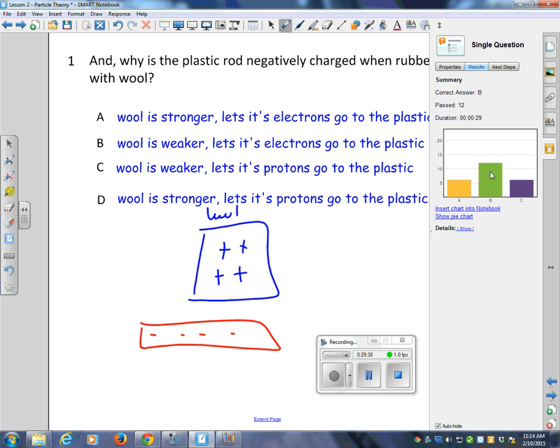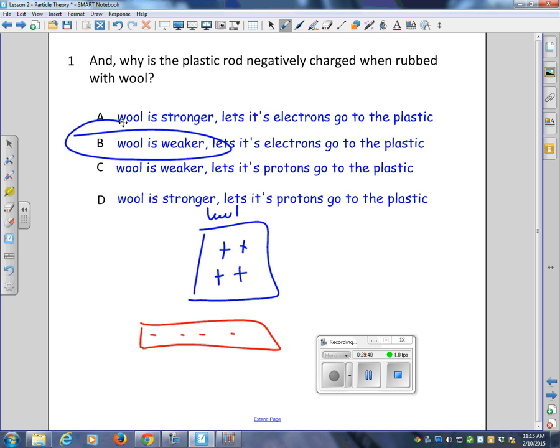The correct answer is B. Why is it B? Braden, tell us why it's B. You don't know? You're going to need to know.